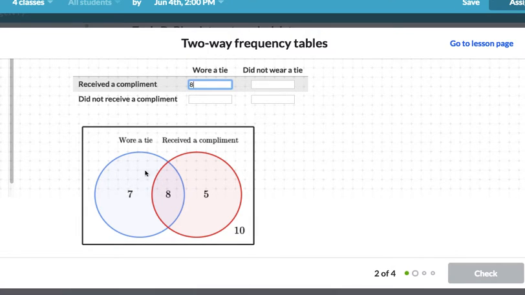From here, we can also say, well, down here, our 10 is neither wore a tie nor received a compliment because it's in neither circle. So we're going to put our 10 straight in here.